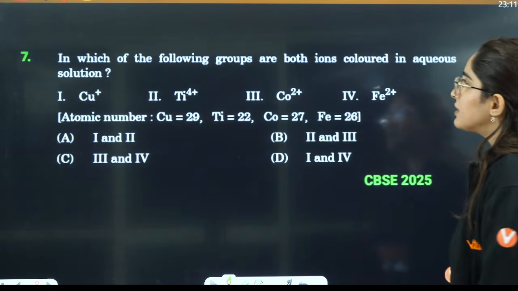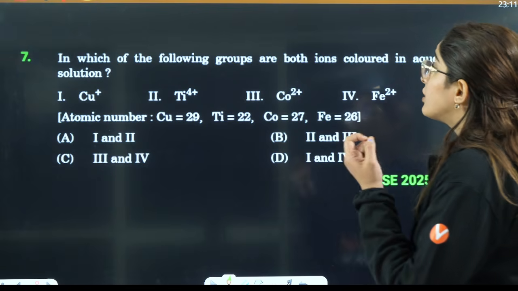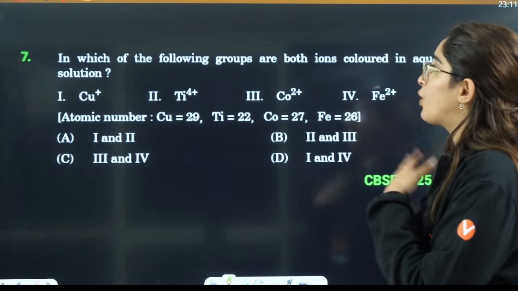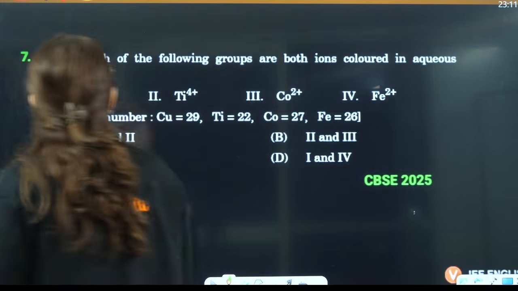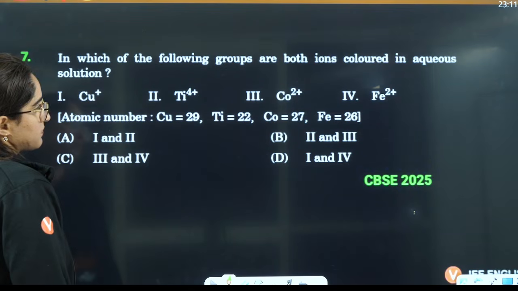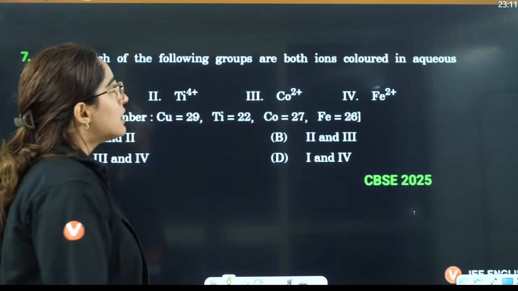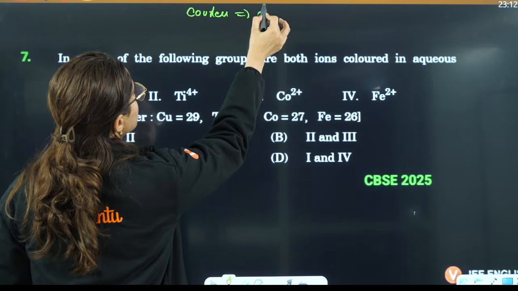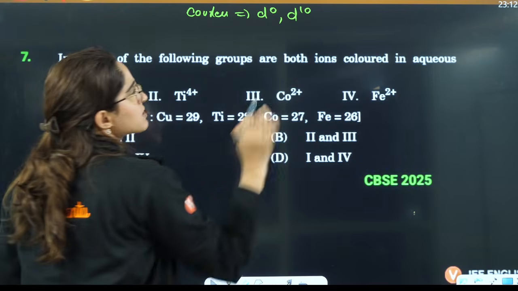Next question here, that is, in the following groups are both ions colored in aqueous solution? Okay. Now he is saying, in which of the following groups are both ions colored in the aqueous solution? Okay. Now you have to see, colorless means it will be d0 or d10, otherwise it will be colored.